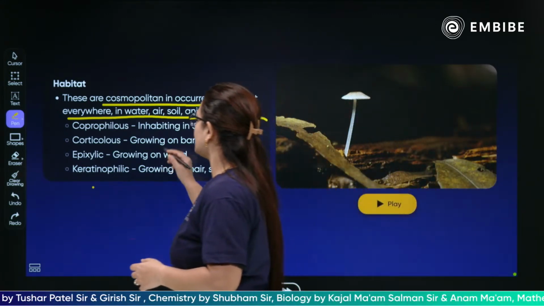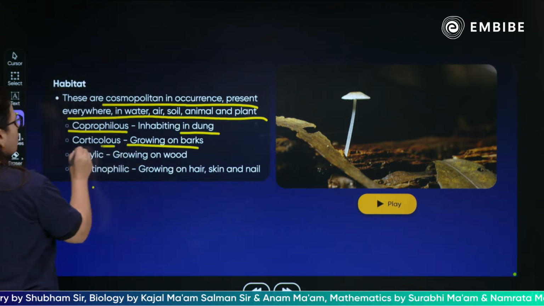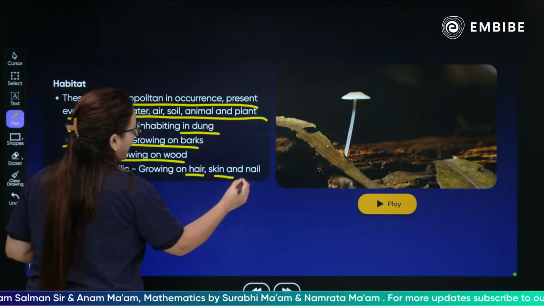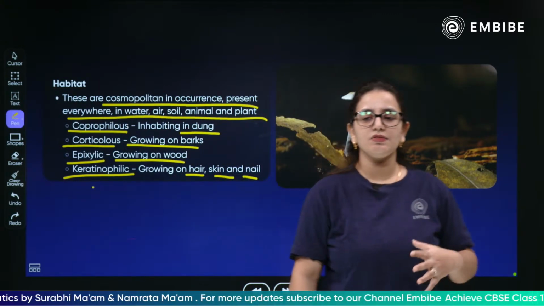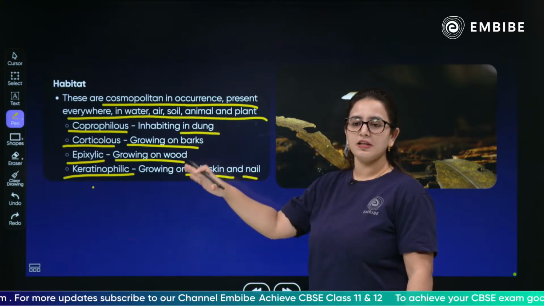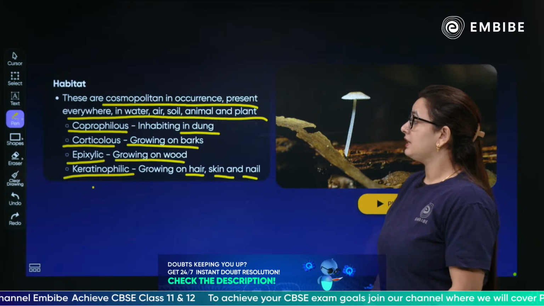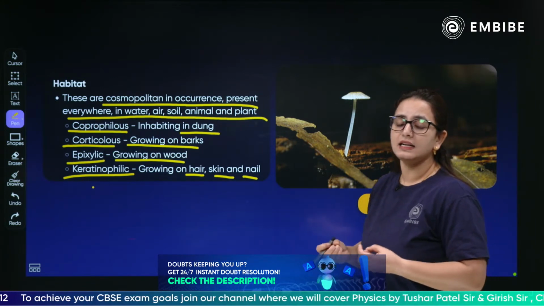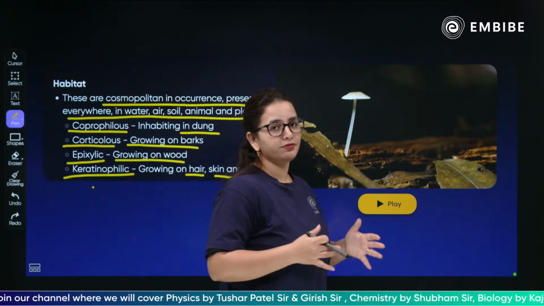When they are inhabiting dung, they are called coprophilous. When they are growing on the bark, they are called corticolous. When they are growing on wood, they are called epixylic. And when they are growing on hair, skin and nails, they are known as keratinophilic. So on the basis of the habitat they reside in, we have divided them into a few categories; they are named after the particular habitat they live in. If they are on dung, coprophilous; on bark, corticolous; on wood, epixylic; and on hair, nails and skin, keratinophilic.